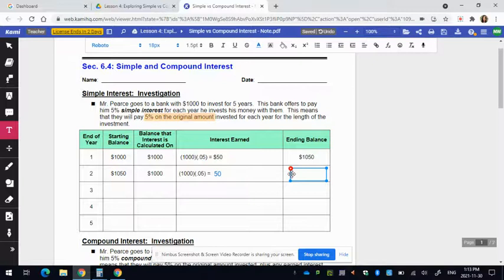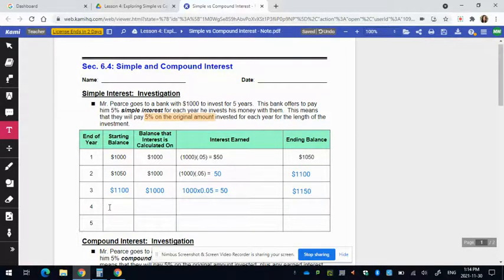So we've got $1,100. So now we know this year we're starting with 1,100. And this will always be 1,000 because that's what he put in at the beginning. So to find our calculation, we're going to do 1,000 times 0.05, which we know will give us that $50 again. And then we add that $50 to what we had at the beginning of this year. And when we do that, we get 1,150.